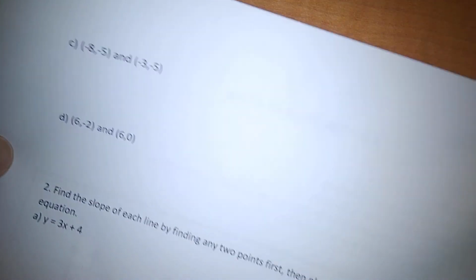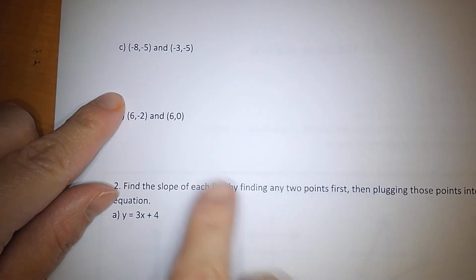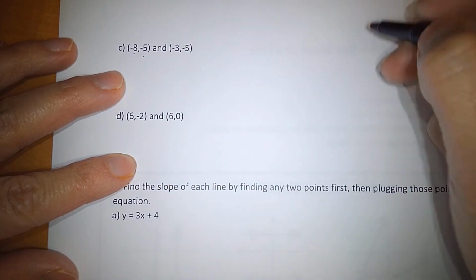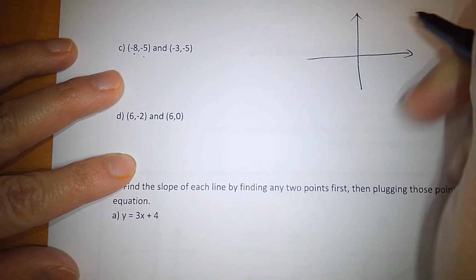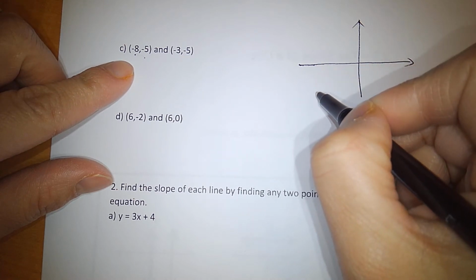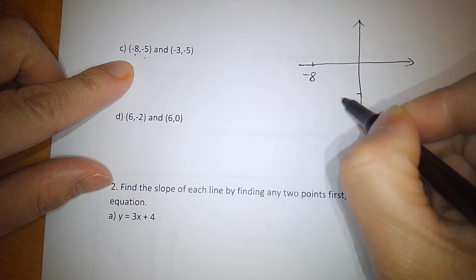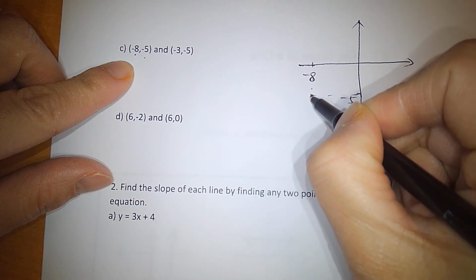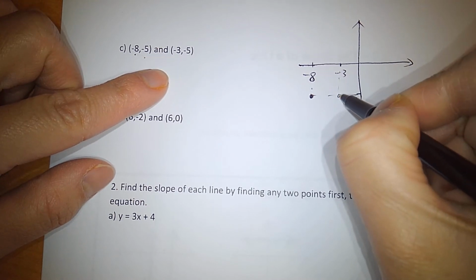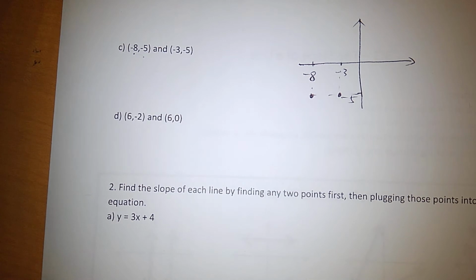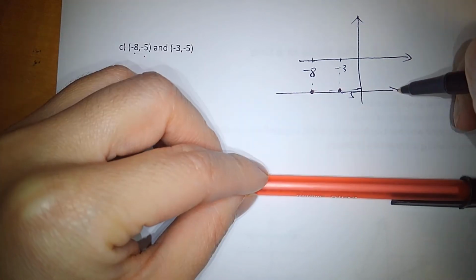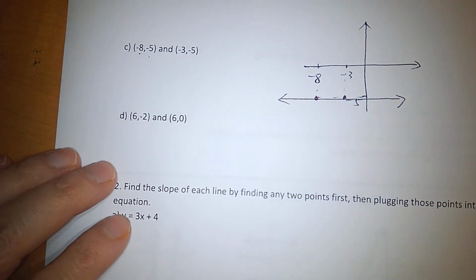Alright. Question C. Negative 8, negative 5. So this point goes left for 8 units and down for 5 units. The other point is negative 3, negative 5. Since these 2 points are on the same horizontal line, right?